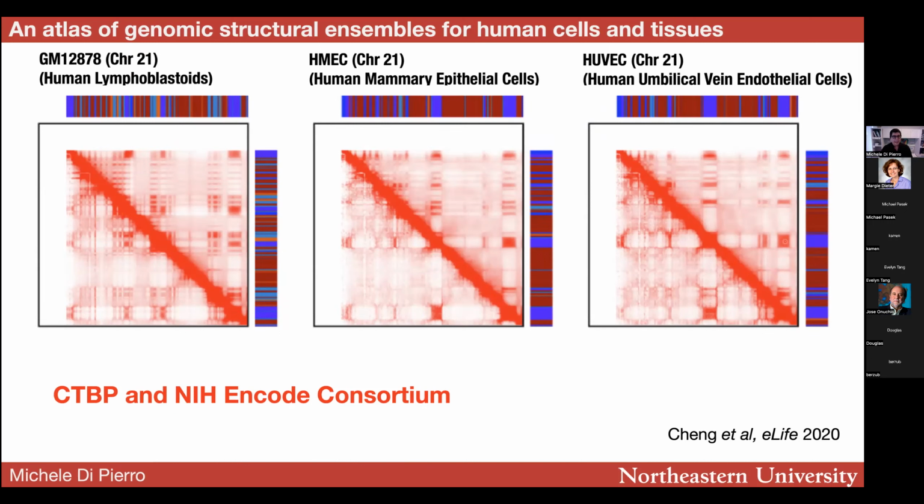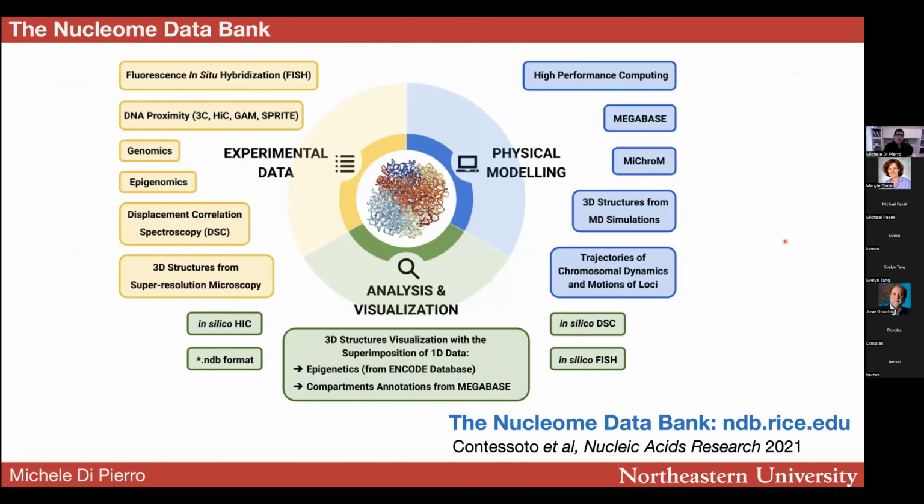And then for this, we have performed simulation for tens of human cell lines. For each cell line, we do all the chromosomes. And we're working with the ENCODE consortium to build an atlas of structural ensembles for all human tissues and cell lines. By that time, we had data for tens of cell lines and hundreds of chromosomes.